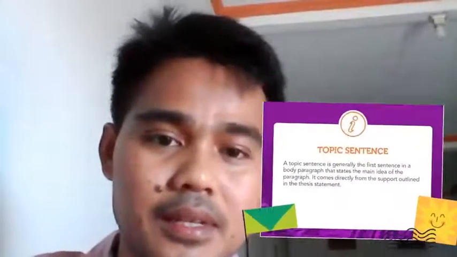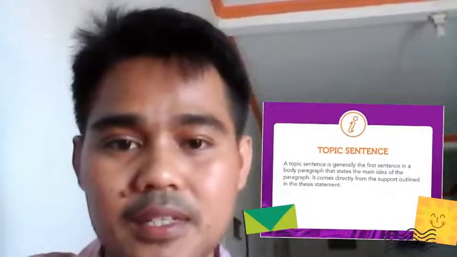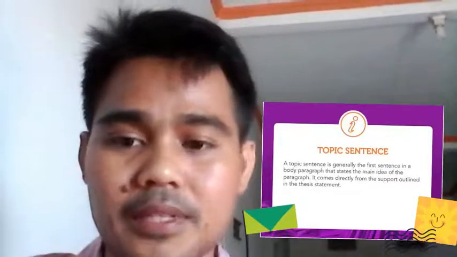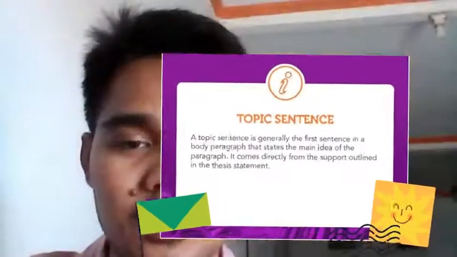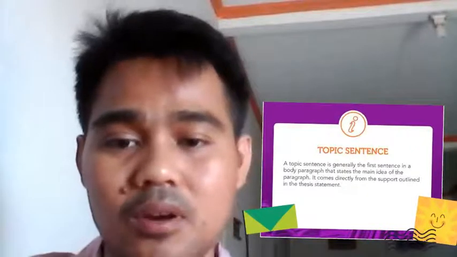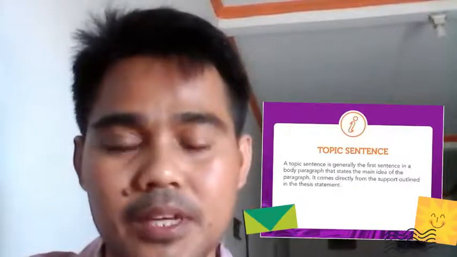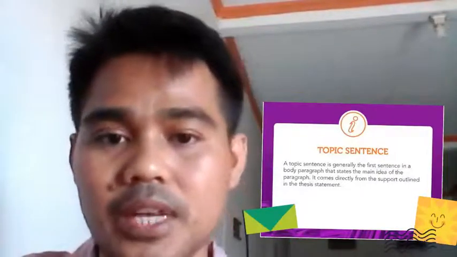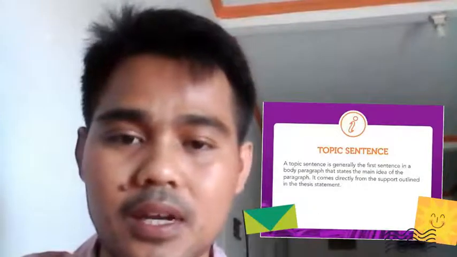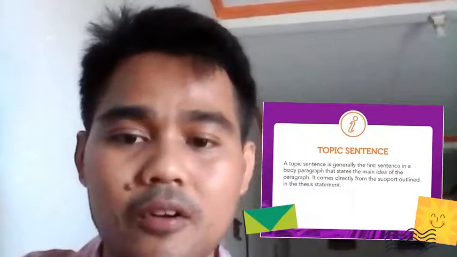And then the next element of persuasive writing is the topic sentence. What is a topic sentence? A topic sentence is generally the first sentence in a body paragraph that states the main idea of the paragraph. It comes directly from the support outlined in the thesis statement. So the topic sentence is the elaboration of the point that you have mentioned in the thesis statement. For example, if you mentioned three points in the thesis statement, there will be three topic sentences in the rest of the essay.